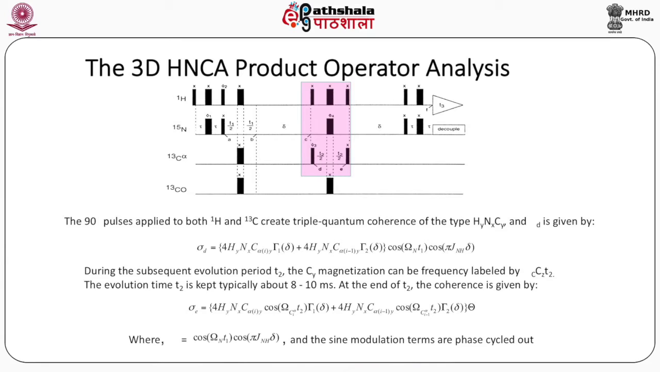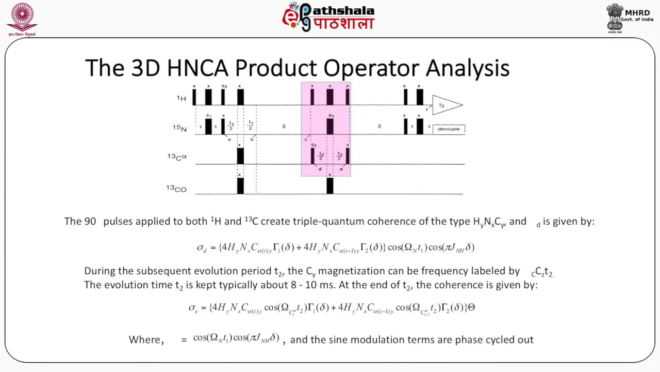Both of these terms are multiplied by cos omega n t1 cos pi j nh delta. During the subsequent evolution period T2, the Cy magnetization can be frequency labeled by omega c Cz T2. The evolution time T2 is kept typically about 8 to 10 milliseconds.